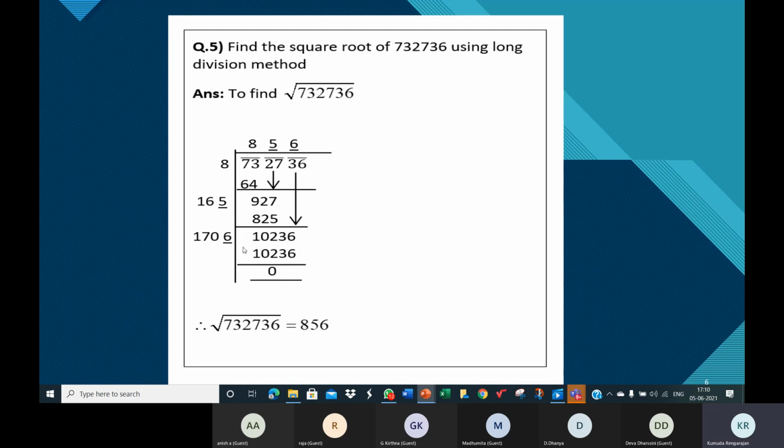So now we have this number 10236. And you know this is the last step of division because you'd have no more pairs to bring down. So this is the last step. How do you get this number 170, children?